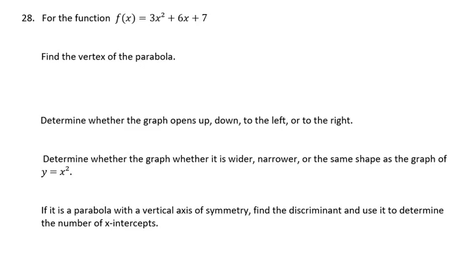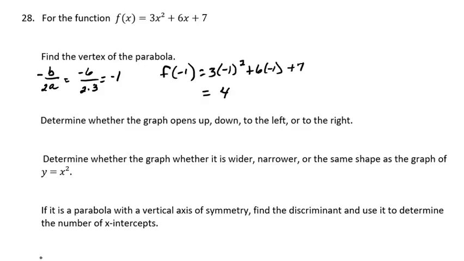So what I'm going to do here is use negative b over 2a to find the x-coordinate. I get negative 1. Then I'm going to find f of negative 1. That's going to give me 4, so my vertex is the point negative 1, 4. My leading coefficient is positive, so that means my graph is going to open up. And because the absolute value of that leading coefficient is greater than 1, it's going to be narrower than my parent function.